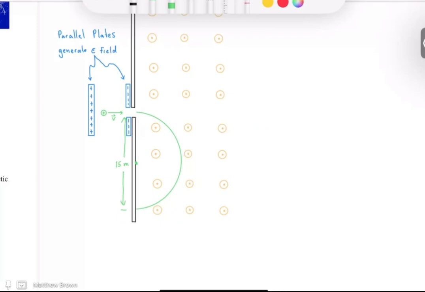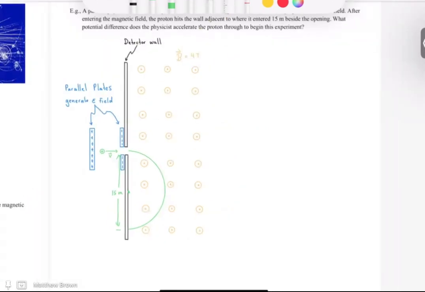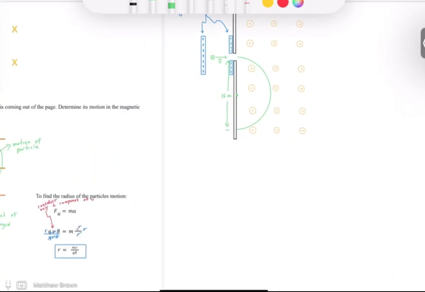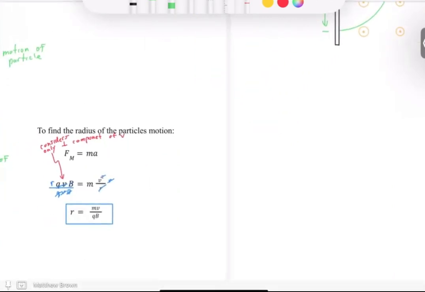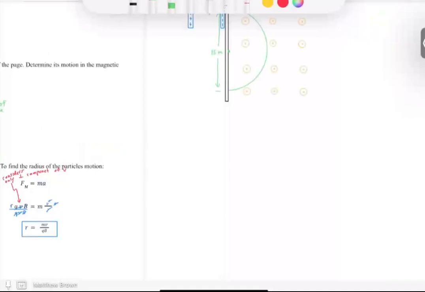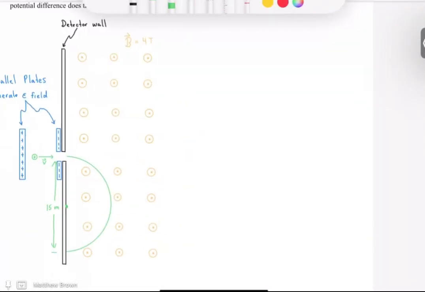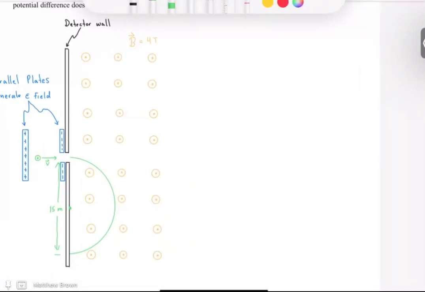Okay, so I might say, look, what can I do? All right, well, I know an equation that I just figured out. R equals mv over qB. That seems like a good equation. Now this seems potentially helpful, but let me see.